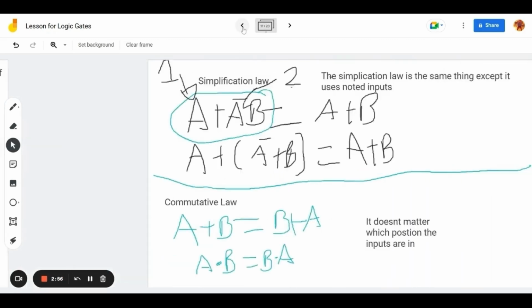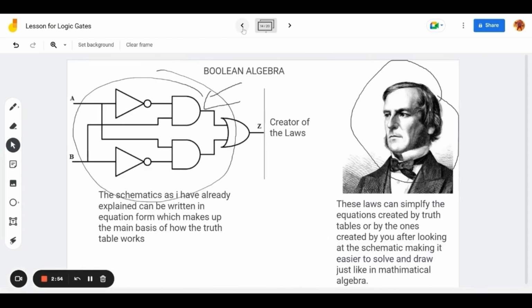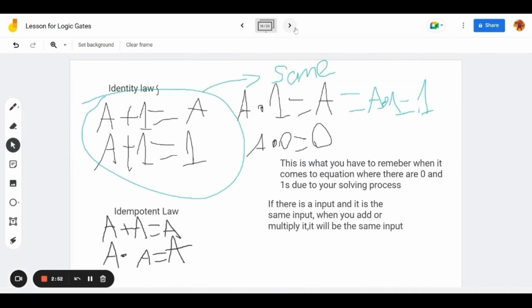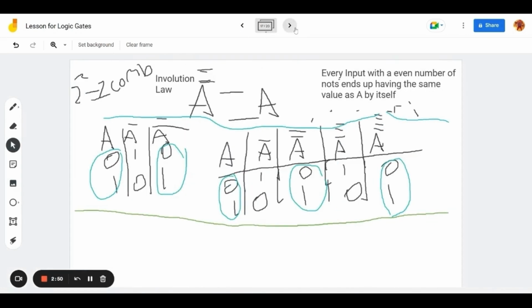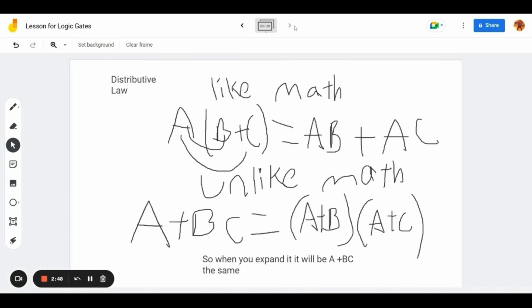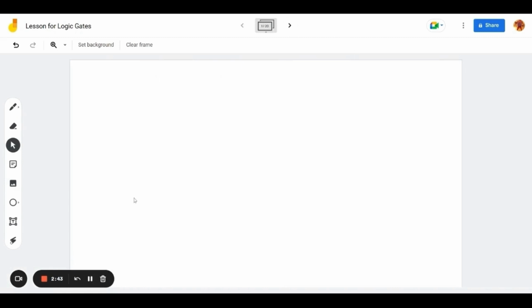So the few laws that I've talked about are the main laws of Boolean algebra. There's one last law to cover, and this law is known as De Morgan's theorem. So let's first type it out. De Morgan's theorem.